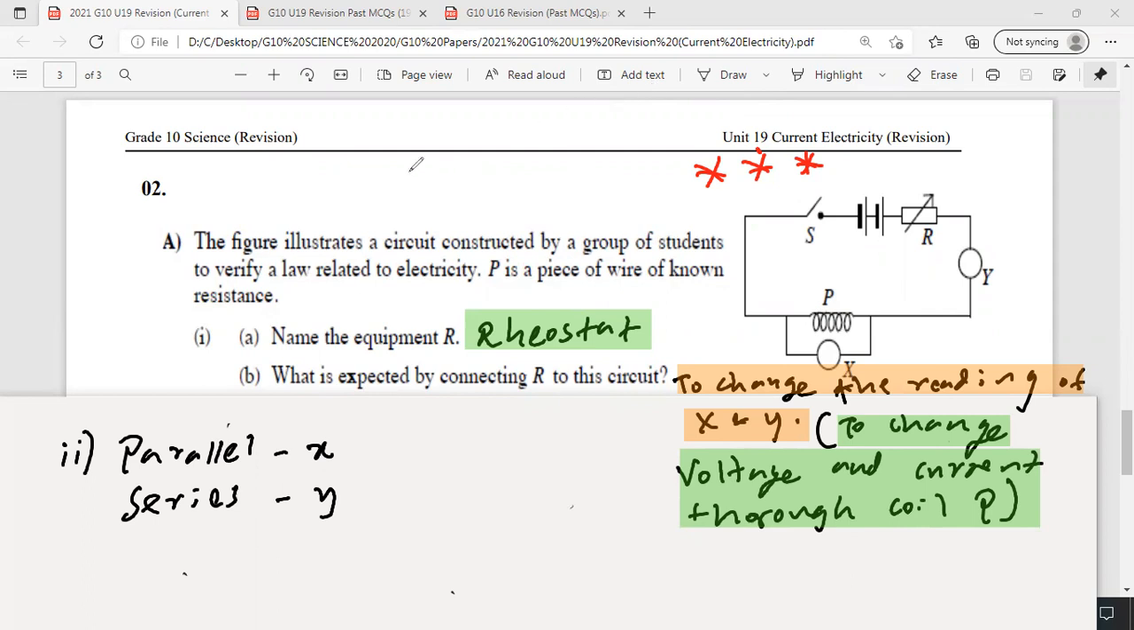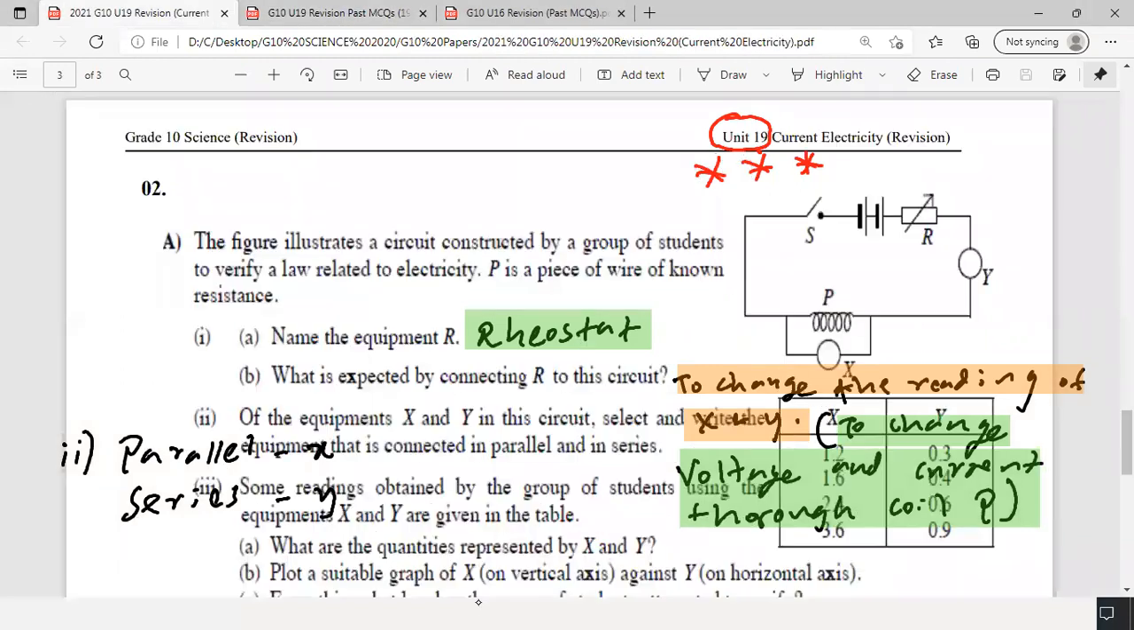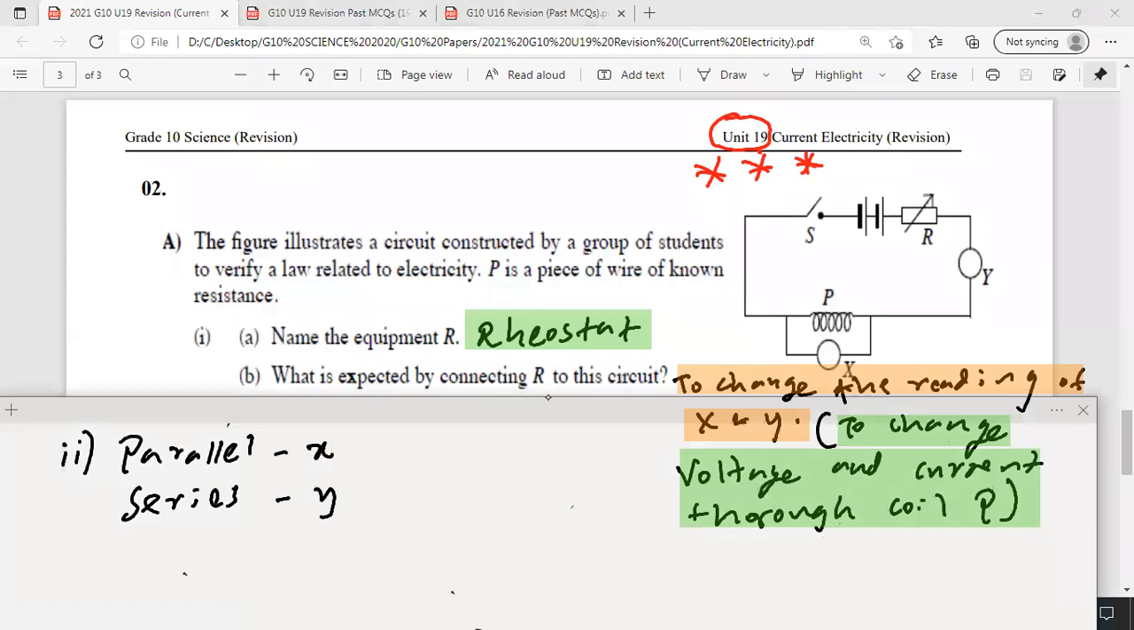Now this is unit 19, that is current electricity. There are 2 papers I have given. I have given one paper with last 30 years MCQs from current electricity. This is the theory that I have given for this paper. At the end of the theory chapter, I have given the questions here. Right?